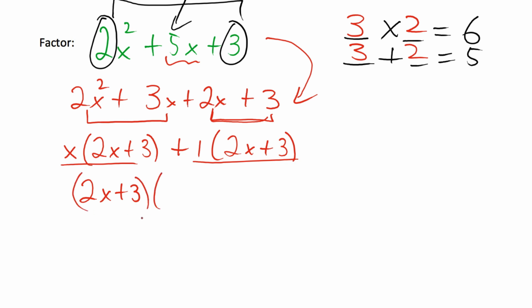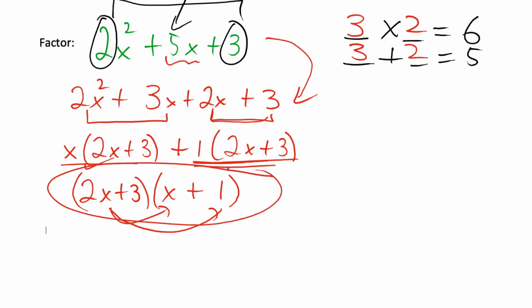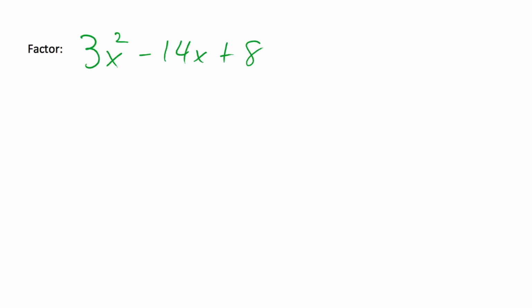And then 2x plus 3 times x will give me this. And 2x plus 3 times 1 would give me this. And I then have my polynomial factored. If I multiply this out, I will get what I began with. Let's practice this method of factoring with another example.